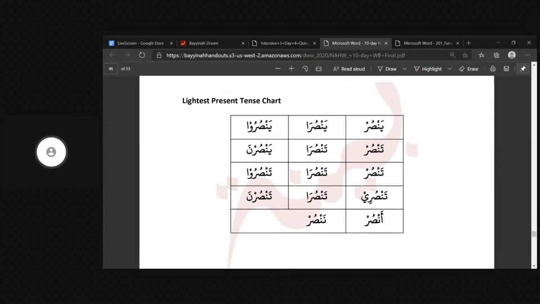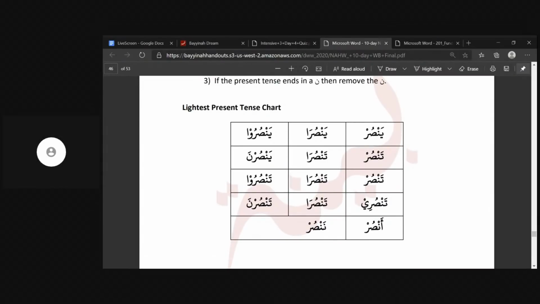So just like for light, we went from u to a. For lightest, instead of going u to a, we're going from u to sukoon. So yansuru becomes yansur. Tansuru becomes tansur. Ansuru becomes ansur. And nansuru becomes nansur. And then the duals and the plurals, they do the same thing as they did in light. So yansurani becomes yansura. Yansuruna becomes yansuru. Tansurina becomes tansuri. And we said that the feminine plurals, yansurna and tansurna, they never change.